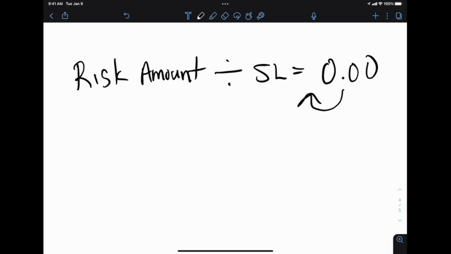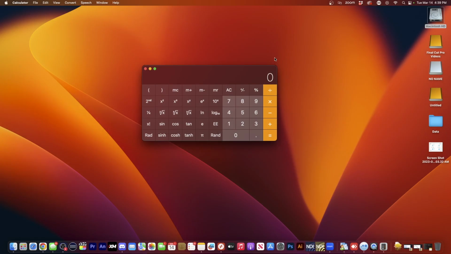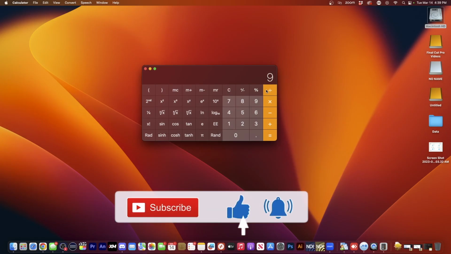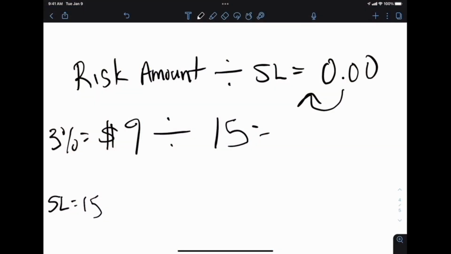So a simple formula that you guys can use is your risk amount divided by your stop loss. So for example, let's say with that $300 account, 3% is equal to $9. Okay, so we have $9 and let's say our stop loss was 15 pips. We would say 9 divided by 15. Okay, so what is that? Let's go ahead and take a look. So if we had 9 divided by 15, that will give us a 0.6. Okay?